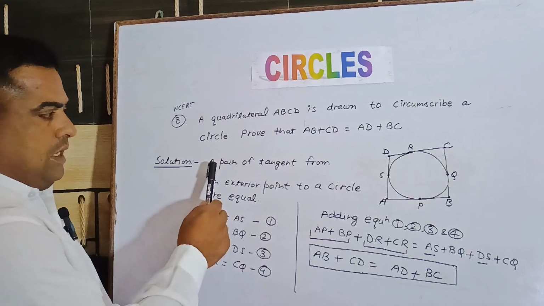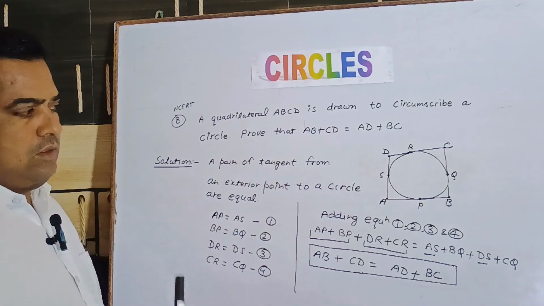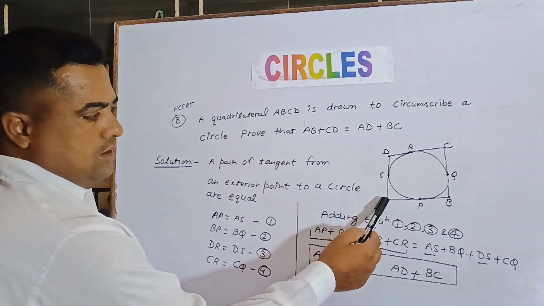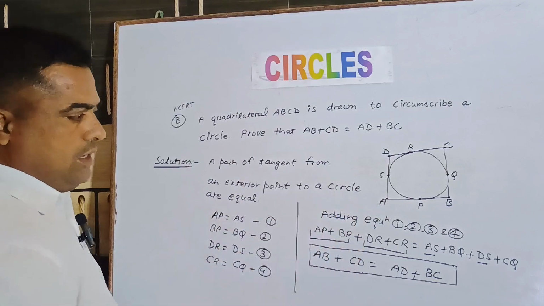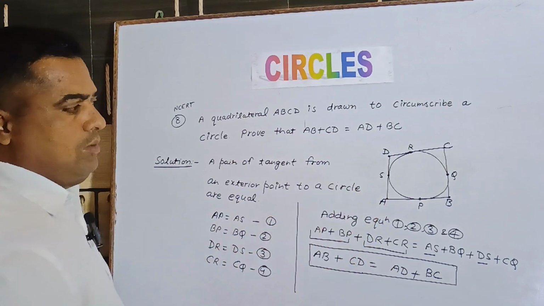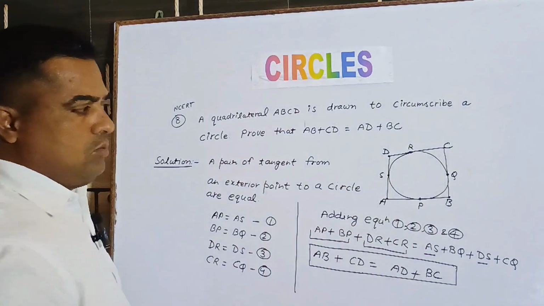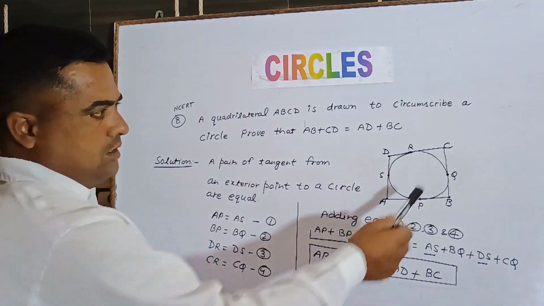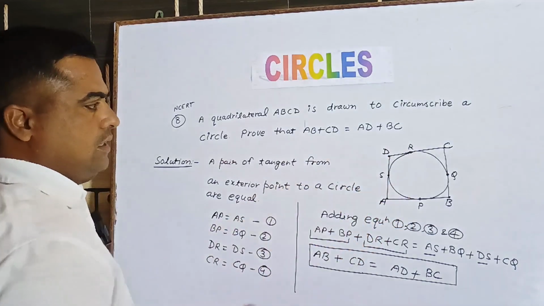We know very well a pair of tangents from an exterior point to a circle are equal. Suppose AP and AS are a pair of tangents from exterior point A. So AP and AS will be equal. Similarly, BP and BQ are equal because these are a pair of tangents from an exterior point. CQ, CR are equal. DR and DS are equal.